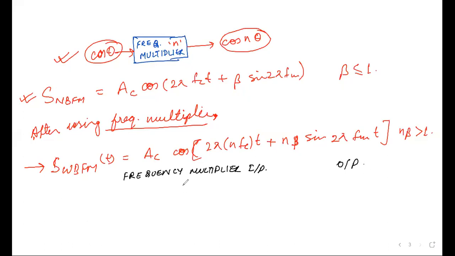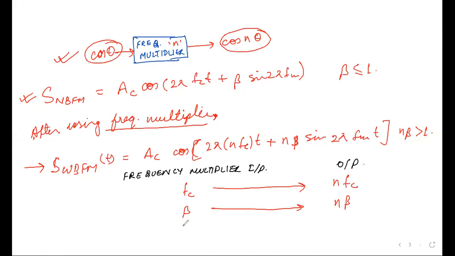Okay, so if we are giving FC at the input, then at the output what are we getting? We are getting nFC. So the carrier frequency is increased by n times. What about beta? Beta is the modulation index for FM, so this also becomes n times beta.